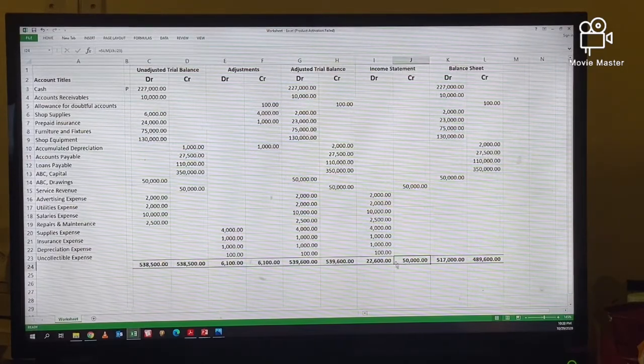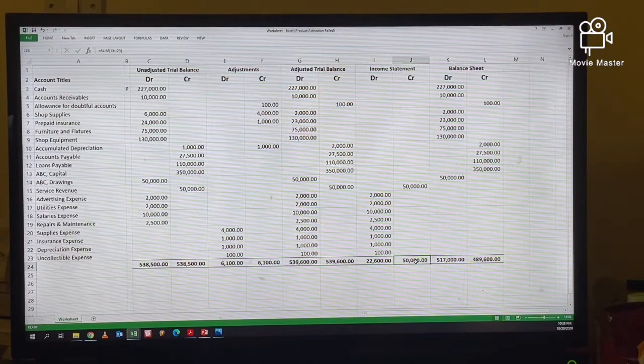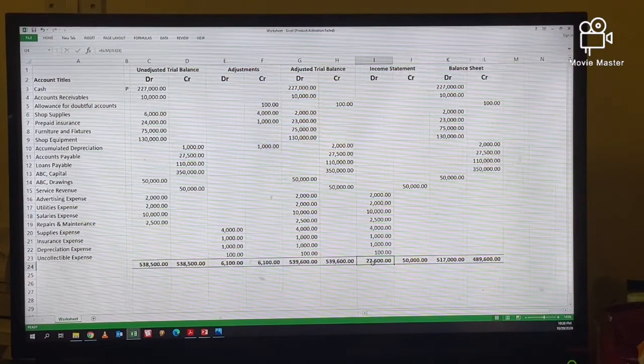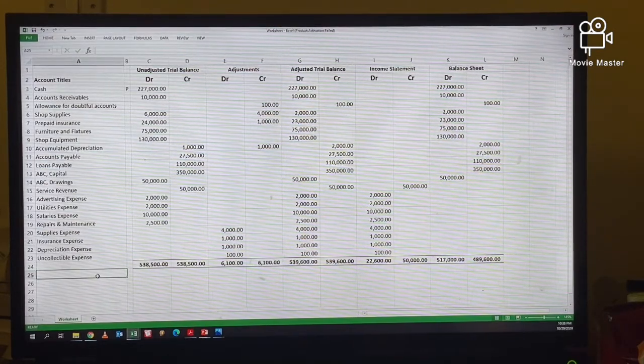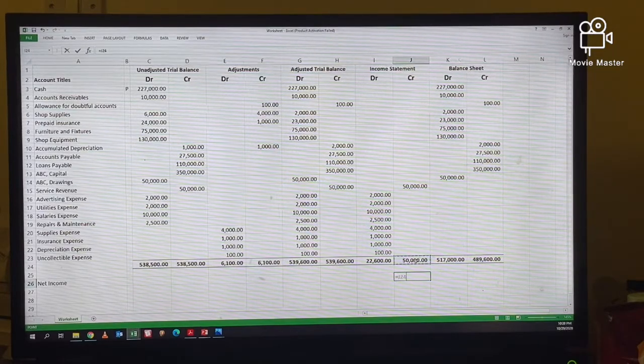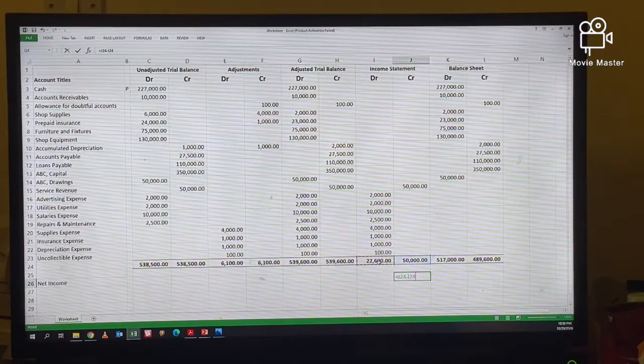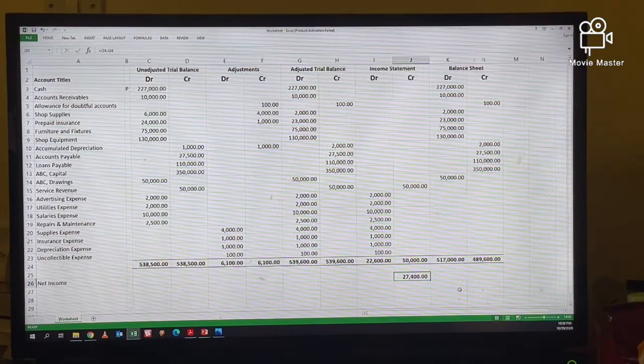So, kung mapapansin nyo, hindi sila equal. Kasi, ang difference nito, since mas malaki ang credit kaysa debit ng income statement, ibig sabihin, meron kang tinatawag na net income. Okay? Meron kang net income na yung difference ng credit or your revenues minus your expenses. Ang net income natin ay 27,400.